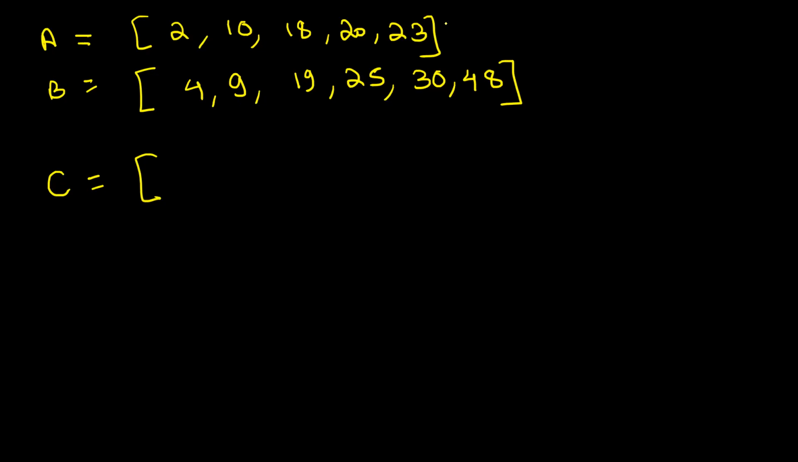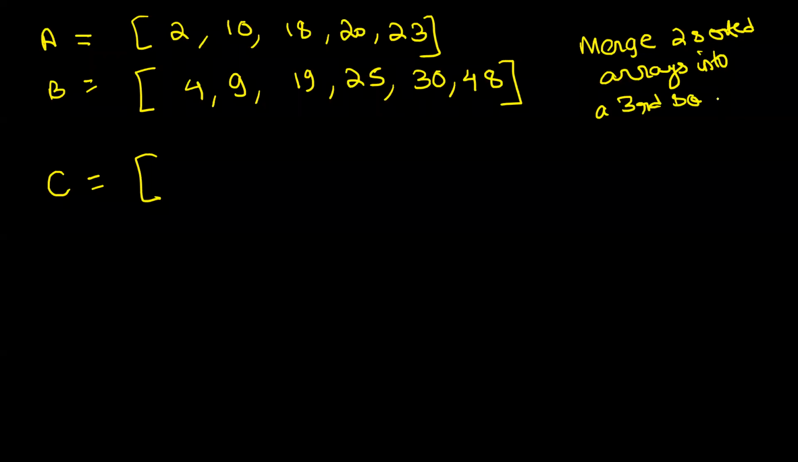So I have to merge these 2 sorted arrays A and B into a third array C, such that array C is also sorted in itself. So what is my job? My job is to merge 2 sorted arrays into a third sorted array. That means array C should consist of all the elements of A and B in sorted fashion.